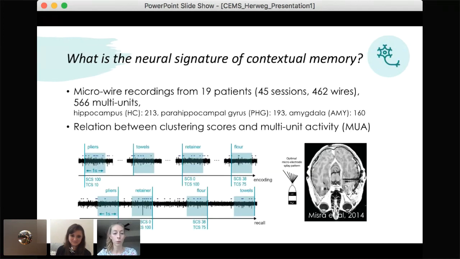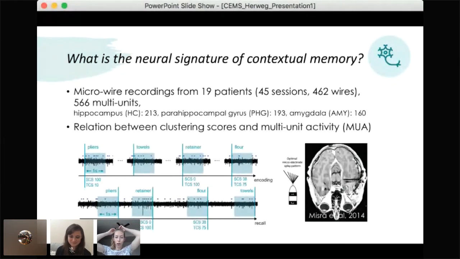Now, in this current study, we want to look at the neural signature of contextual memory. We recorded from patients who were undergoing clinical seizure monitoring for epilepsy treatment. And these subjects did not only have macroelectrodes, but they also had microwires implanted in the medial temporal lobe. We had a subset of 19 patients with these microwires. They completed 45 sessions, and we recorded from 462 wires. And we high-pass filtered all the data and thresholded it to isolate the spikes of 566 multi-units, which we localized to either the hippocampus, the perihippocampal gyrus, or the amygdala.